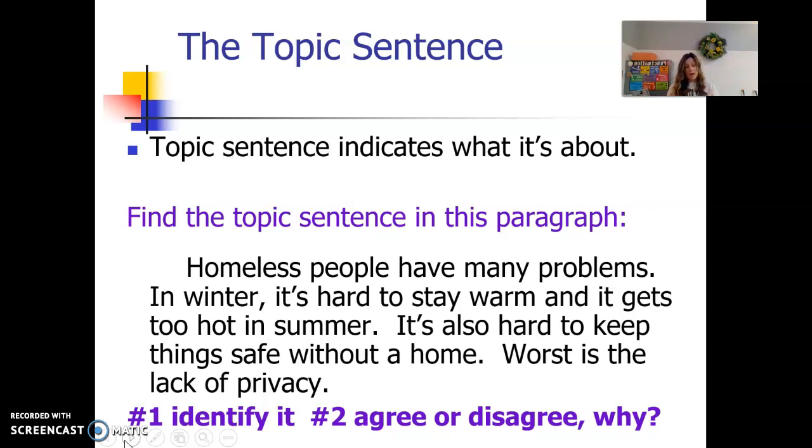And when we had our writing unit, we talked about topic sentences and how our topic sentence tells you what the rest of the paragraph is about. So let's take a look at this passage here. It's actually a paragraph. You're going to try to find the topic sentence. It says, homeless people have many problems. In winter, it's hard to stay warm and it gets too hot in the summer. It's also hard to keep things safe without a home. Worst is the lack of privacy. So go ahead and highlight what you think the topic sentence is in this paragraph.